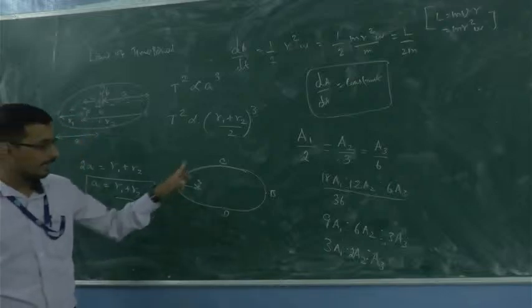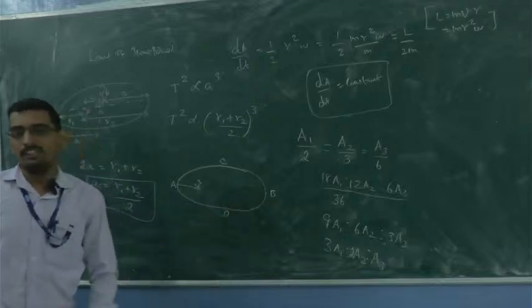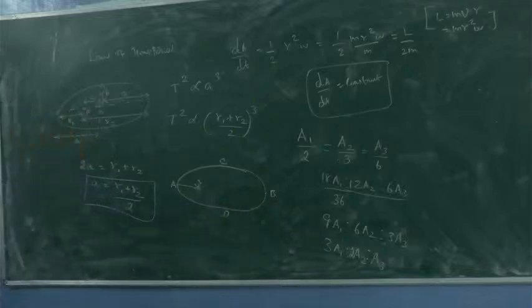Okay, tell me A, C, B, D. Which point is closer to the Sun? A. Now at point A, the planet's speed is very high. So which option is correct? Point A, second option. Okay, va?